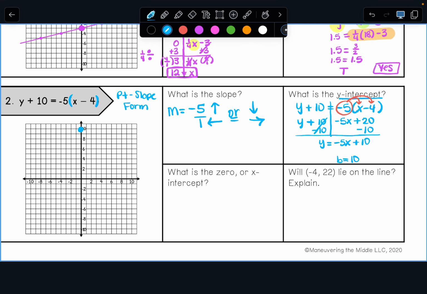Where do you end up? The next point is (1, 5). Then what? (2, 0). Good. Then (3, -5). And (4, -10). All right.